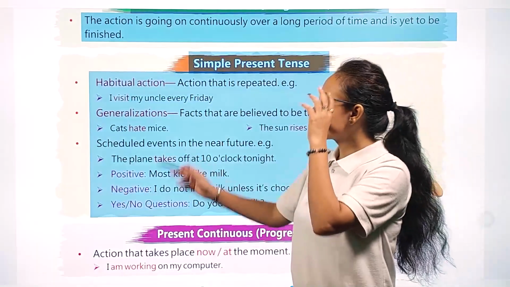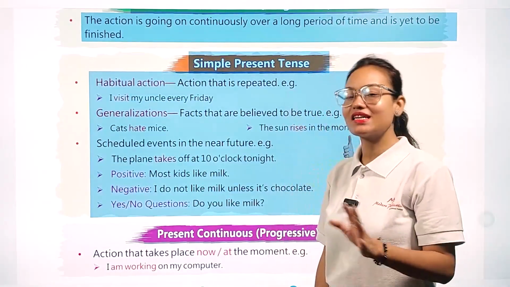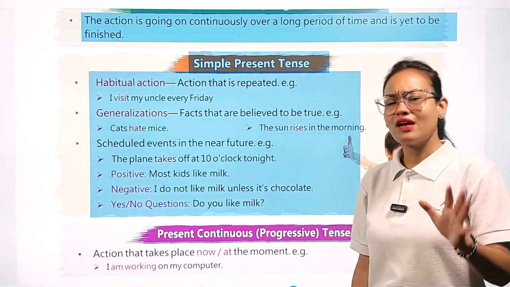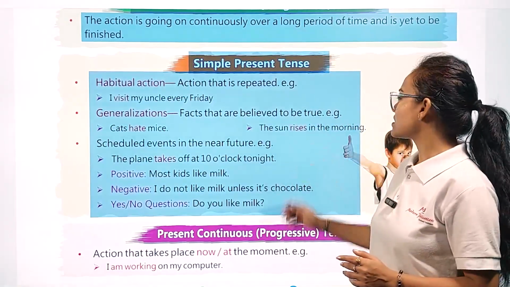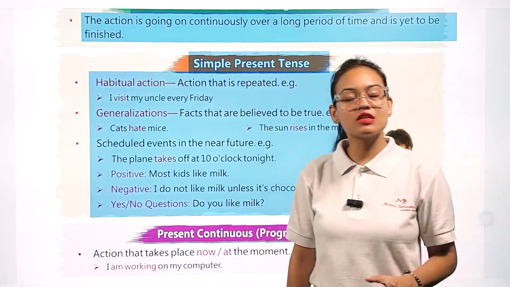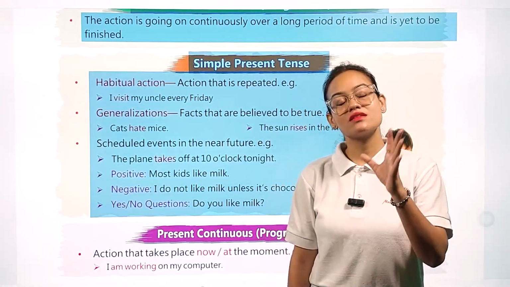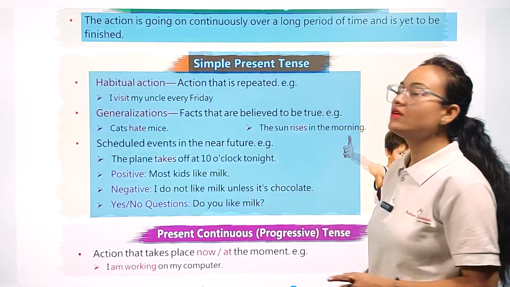Example, you can say cats hate mice. This is a general thing, that's why they eat them. The sun rises in the morning. It is the universal truth that the sun always rises in the morning.